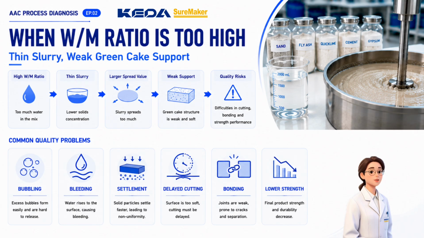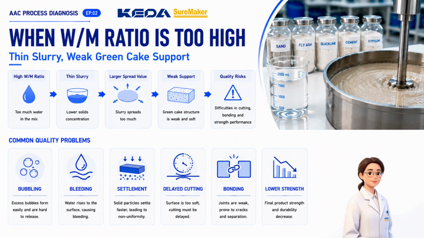When the water-to-material ratio is too high, the slurry spread value becomes higher than the design value. The discharge speed becomes faster, gas generation becomes faster, and the whole pre-curing process may appear relatively stable at first glance. However, several problems may occur. There may be more bubbling around the inserting pinholes. Bleeding may appear above the slurry near the mold frame. After gas generation, the green cake may sink or turn over at the edges. Pre-curing hardening may become slower. Cutting strength may be delayed. Bonding may become serious during separation. The final product may show coarse and uneven pores. The final product strength may also be lower.